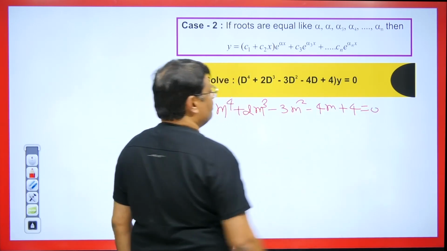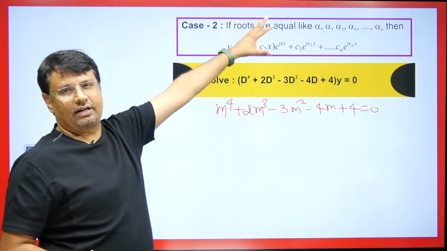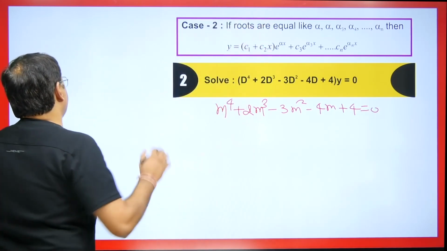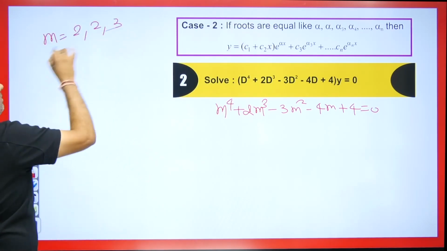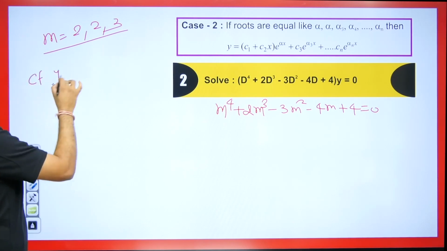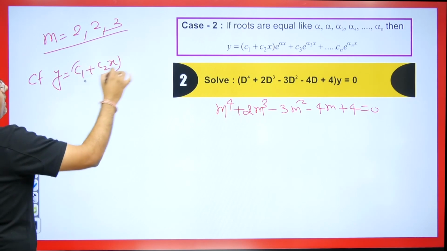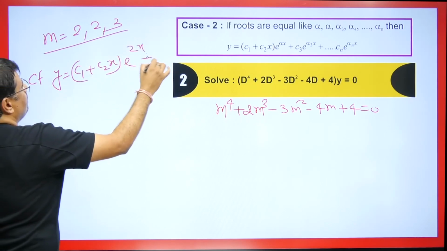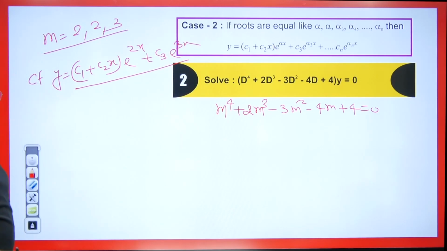But let me tell you that whenever we get repetitive roots, you can notice here the roots are repetitive, right? For instance, suppose we get an equation whose roots are 2, 2, 3. In that case, what is the CF? This rule states that the CF will be C1 plus C2x, into e to the power 2x, plus C3 e to the power 3x. This will be the CF.